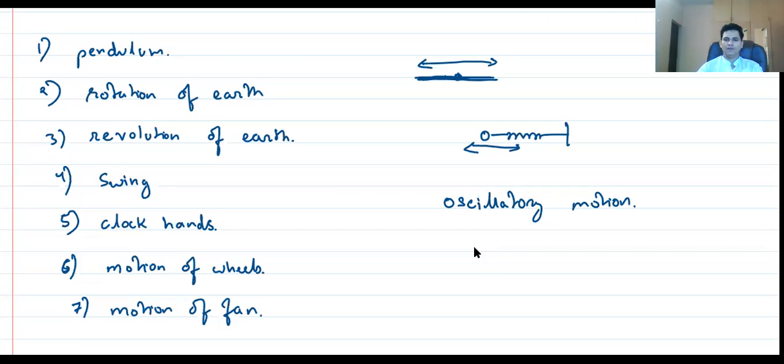When any object moves to and fro, then that motion is called oscillatory motion. For example, like this. Any object moving like this is oscillatory motion. If any object moves to and fro, then it is oscillatory motion. So it's one example of periodic motion. I hope everyone got the idea. Yes, very good.